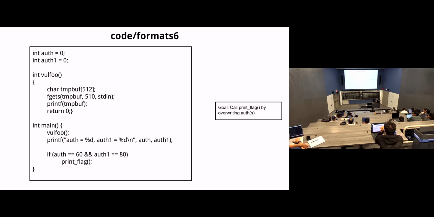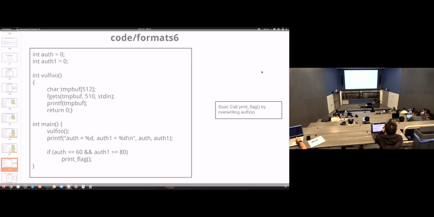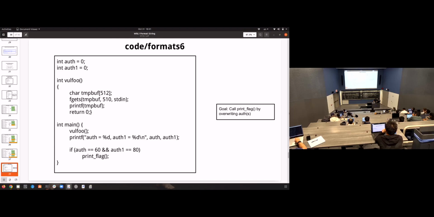Okay, any idea how do we do this one? So we control the padding of 3 digits. Yes, but here we need to change two variables, right? So we change the first one to 60, then we add 20 more bytes, then we change the second one. Okay, so format string 6.